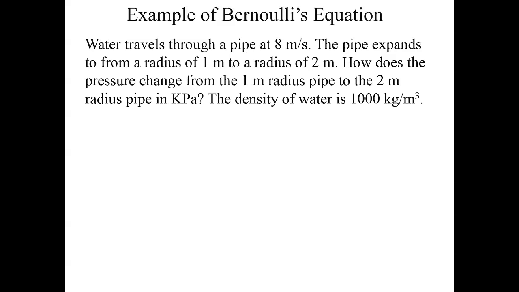Okay, so now we want to do a more quantitative question using Bernoulli's equation. In this case, water travels through a pipe at 8 meters per second. The pipe expands from a radius of 1 meter to a radius of 2 meters. So how does the pressure change from the 1 meter radius pipe to the 2 meter radius pipe in kilopascals? The density of water is 1,000 kilograms per cubic meter.